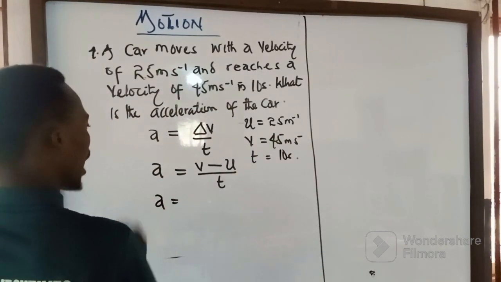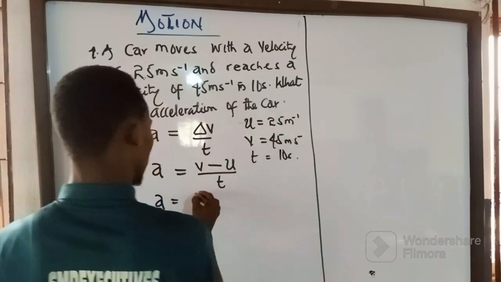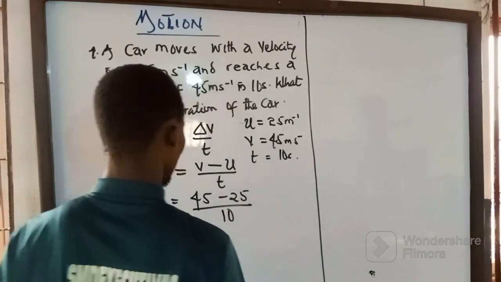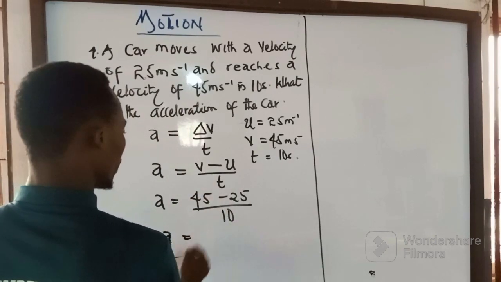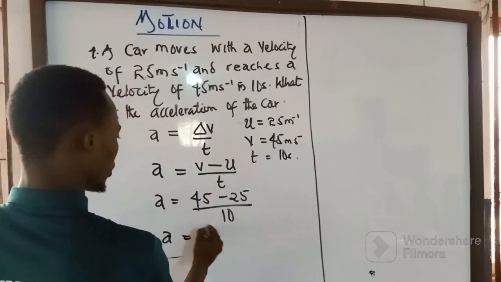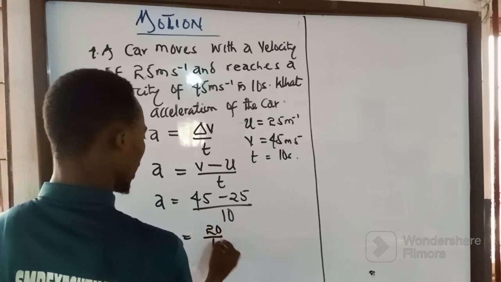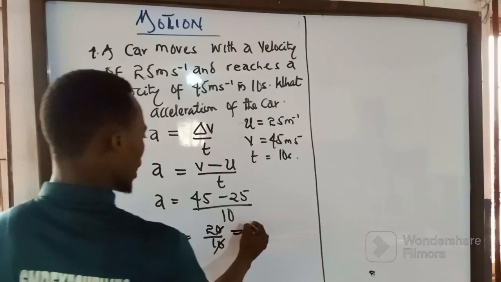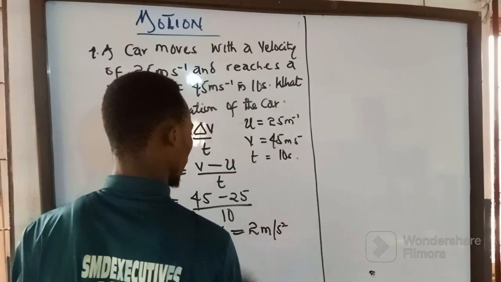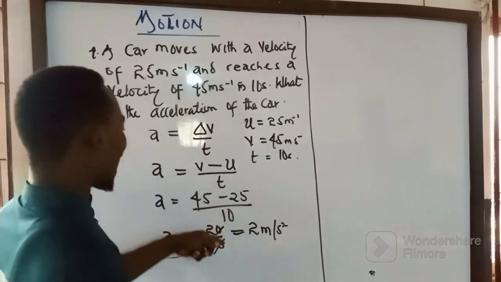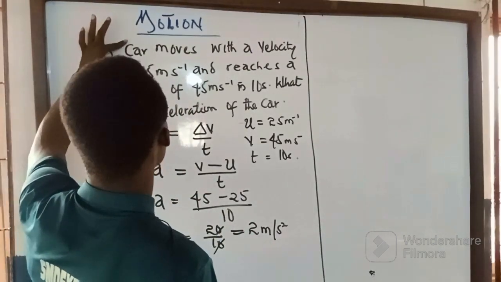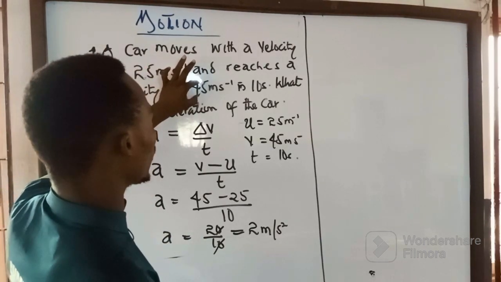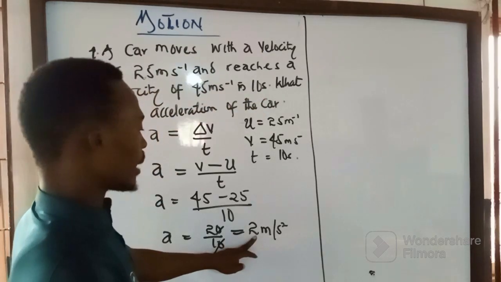Then our acceleration is the change in velocity, that's 45 minus 25 over 10. 45 minus 25 gives us 20. 20 over 10. So obviously our acceleration will be equal to 2 meters per second square. So the acceleration for this car to increase in velocity from 25 meters per second to 45 meters per second in 10 seconds is 2 meters per second square.